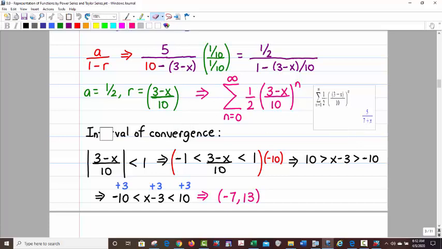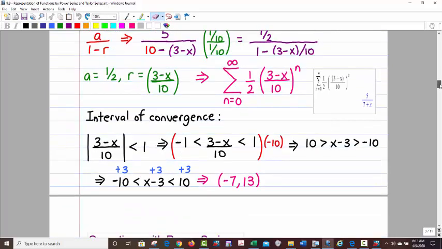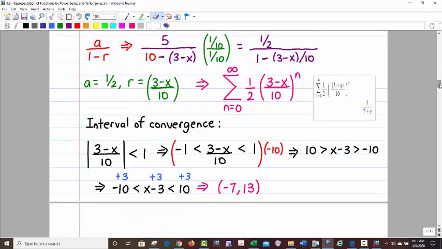Interval of convergence. So basically you just take 3 minus x over 10, put it between -1 and 1. I multiplied by -10, flipped the arrows, changed the numbers, and then I got x minus 3 is between -10 and 10. So I added 3 to all three parts, and I got between negative 7 and 13. It looks like I didn't test any numerical examples on this, where I could plug a number in and see if it worked or not. That's okay. We don't need to do that.